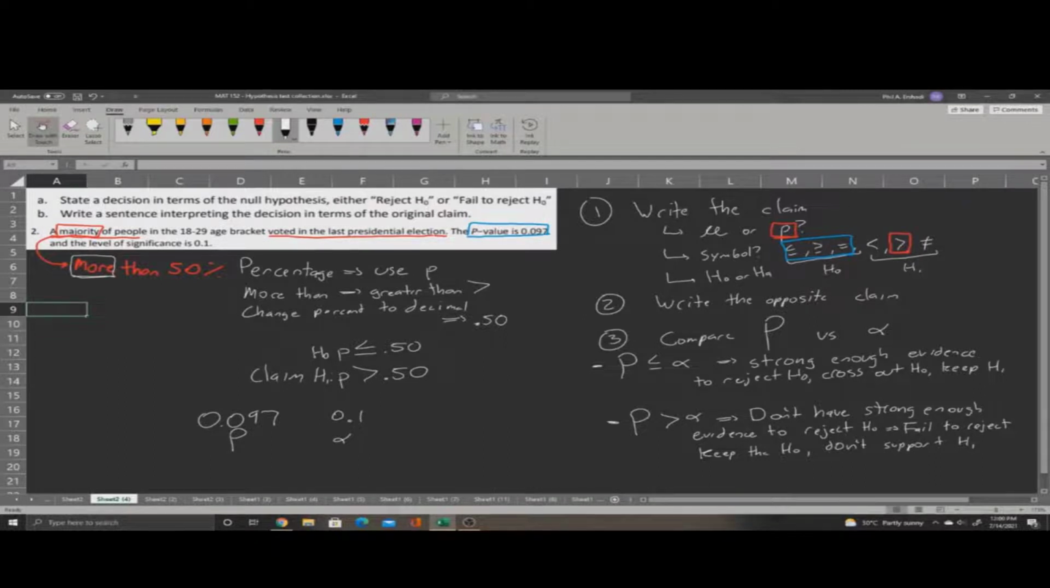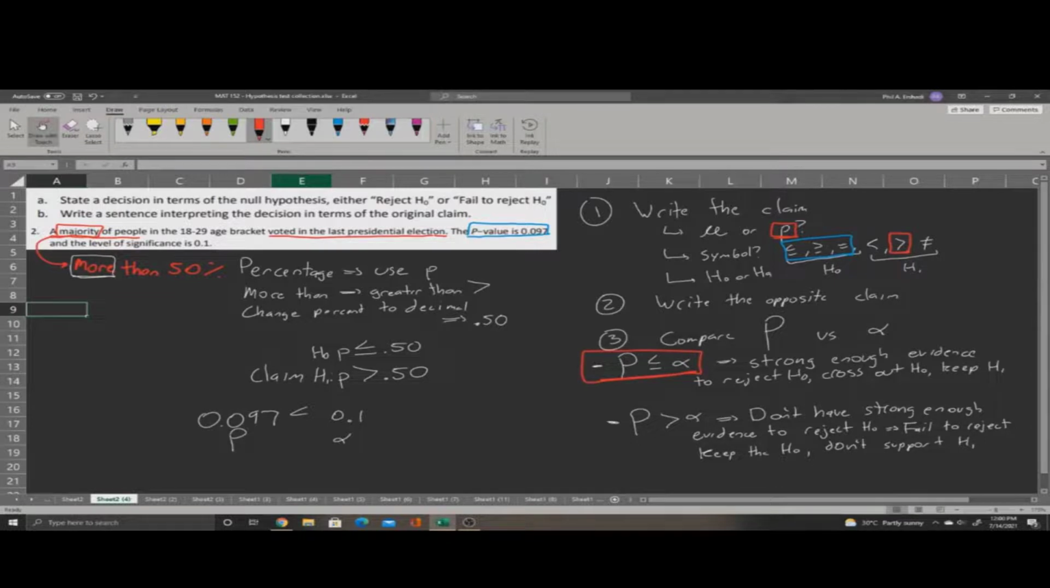Now, if our big P is less than or equal to alpha, that means we would have strong enough evidence to reject the null hypothesis and cross it out. If our big P is greater than alpha, that means we don't have strong enough evidence to reject the null hypothesis. That means we would have to keep the null hypothesis and not support the alternate. If we look at our values here, we can see big P is 0.097 and alpha is 0.1. Therefore, big P is less than alpha, and we go to our first option.